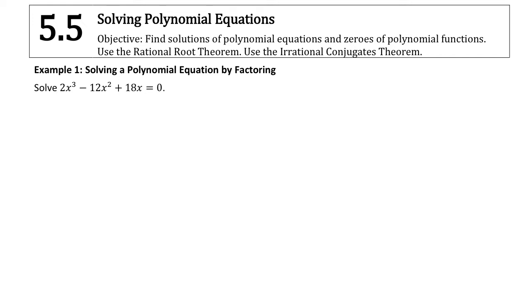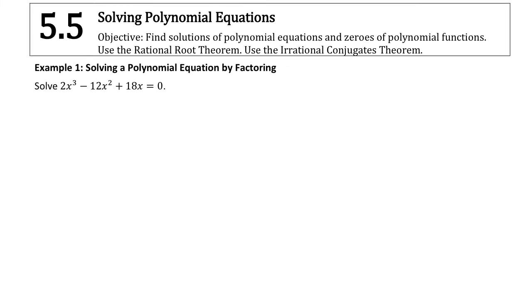So in example 1, the greatest common factor of these three terms is 2x. So if I factor out 2x, this is my factored polynomial. Okay. Once I factor that polynomial, I get a quadratic that has three terms.